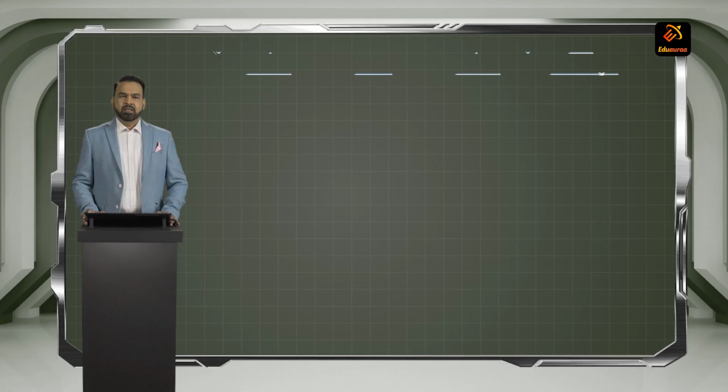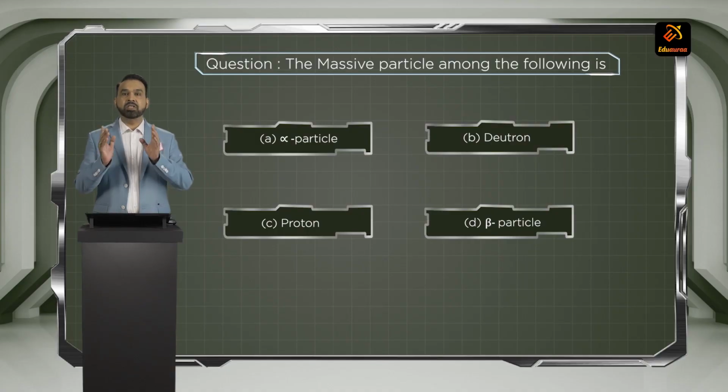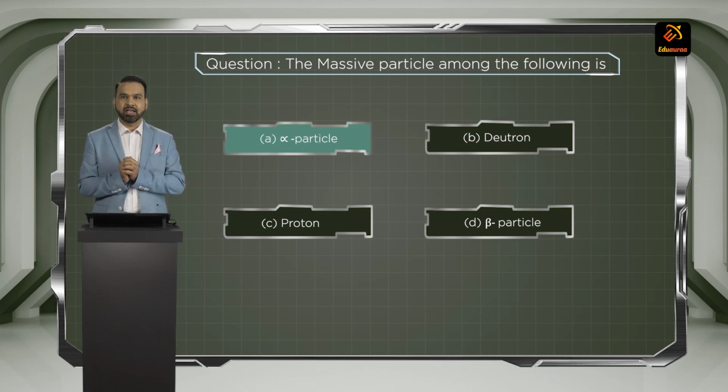Next question. The massive particle among the following is, massive means heavy particle. Which of the following is considered to be the heaviest particle? The heaviest particle from the choices you can decide, students. Alpha particle, because its mass is 4 units and charge is 2 units. So alpha particle is the correct answer.